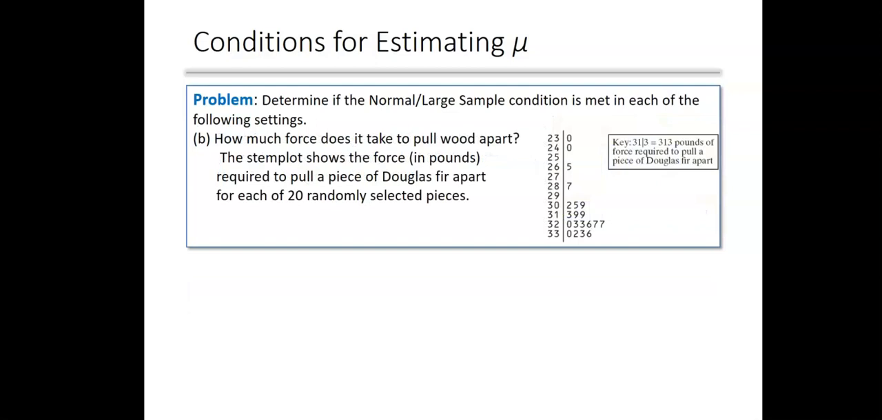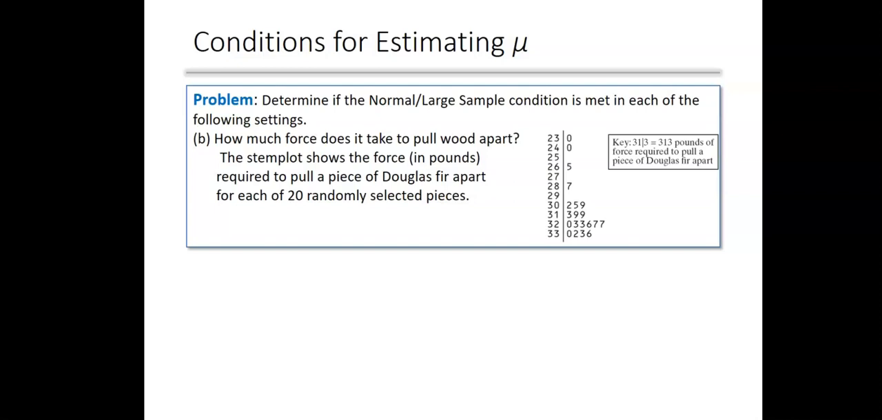Second case, does the large sample condition fit here? How much force does it take to pull the wood apart? The snapshot shows the force in pounds required to pull a piece of Douglas fir apart for each of 20 randomly selected pieces. If you look at it, we don't know the population, and n is not large enough.